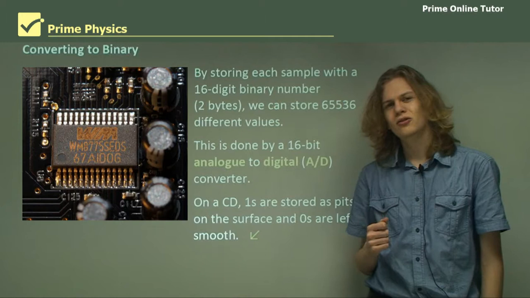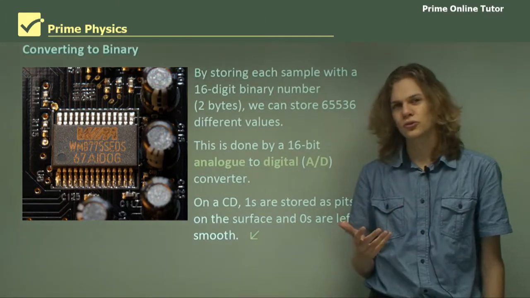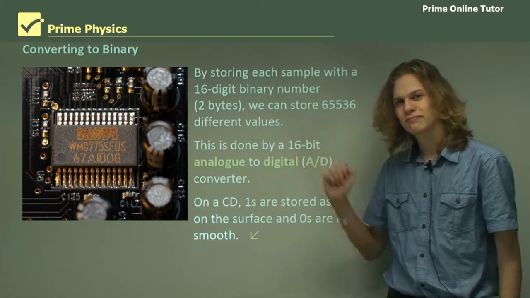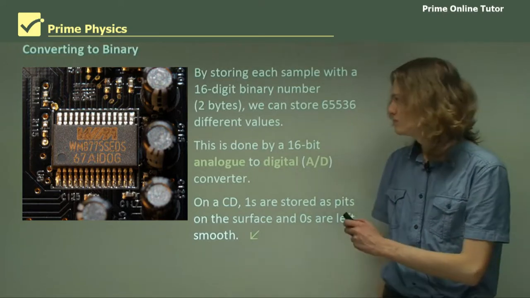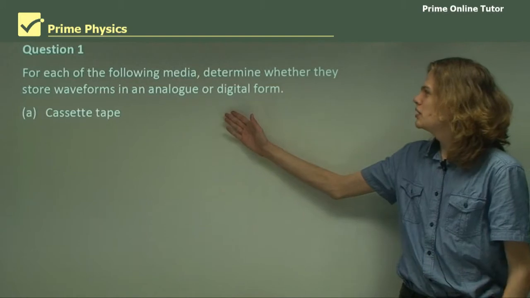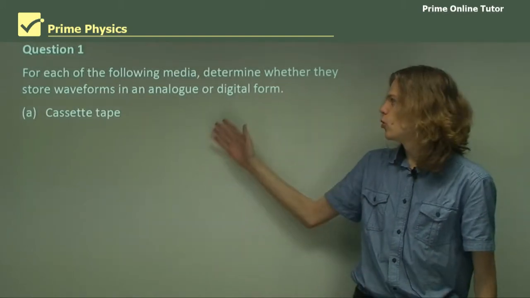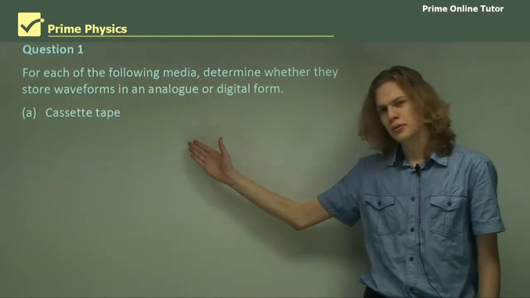So hopefully now we know a little bit about the difference between analog signals and digital signals, and how digital signals can be turned into binary numbers. So let's go on to some questions. Question 1. For each of the following media, determine whether they store waveforms in an analog or in a digital form. We'll start off with a cassette tape.